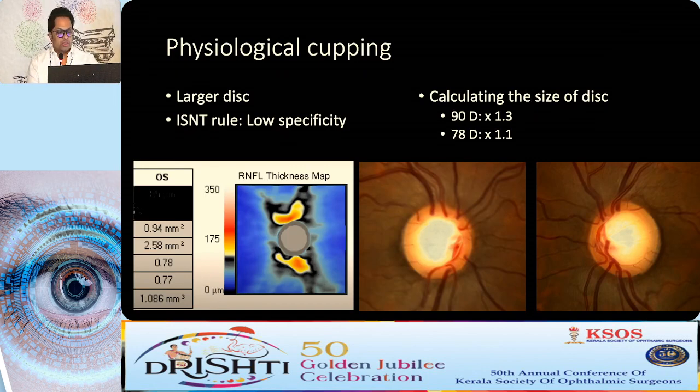When you have a larger disc, you expect a larger cup. The ISNT rule has very low specificity, and if you go on diagnosing glaucoma based on the ISNT rule, then you will produce a lot of artificial glaucomas. Calculating the disc size, if you are using a 90 diopter lens, then you can multiply it by 1.3 to get the measurement of the optic disc. This is an example of the physiological cupping, about 0.7 CD ratio you can see, but you can see the neural retinal rim and NRR are healthy.